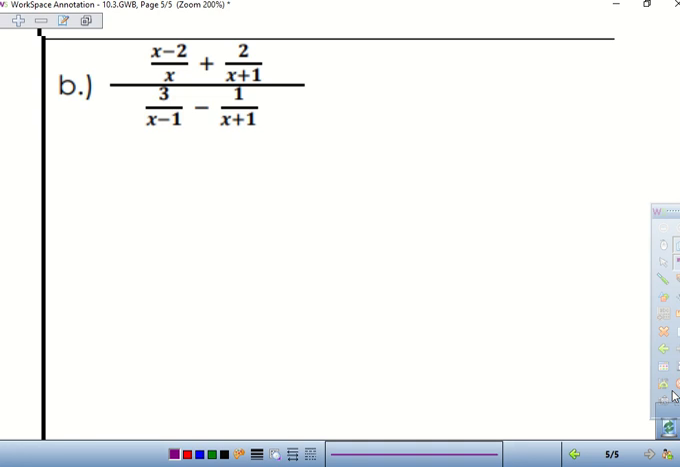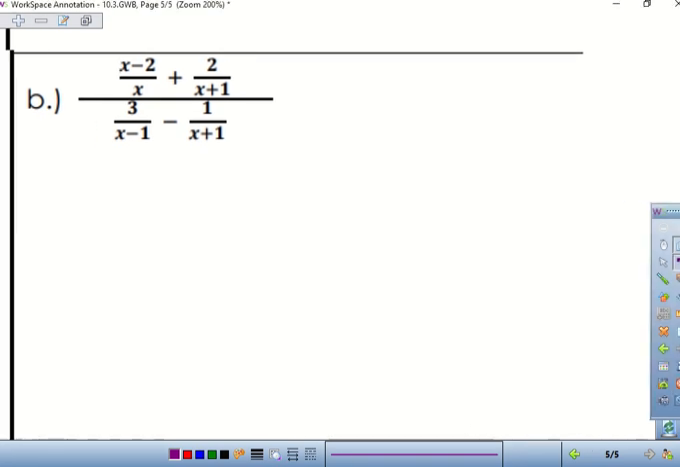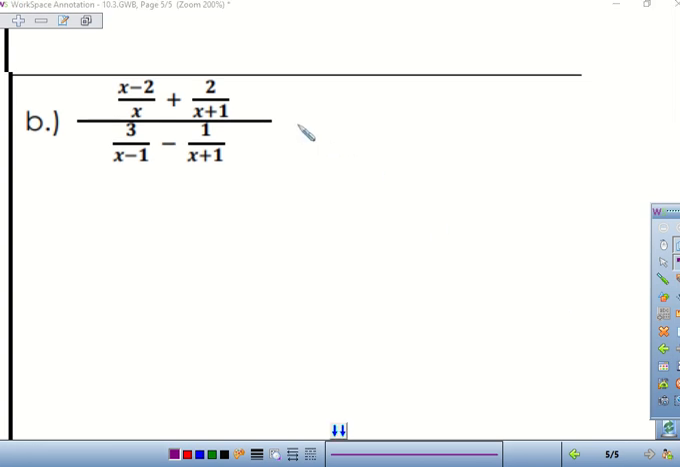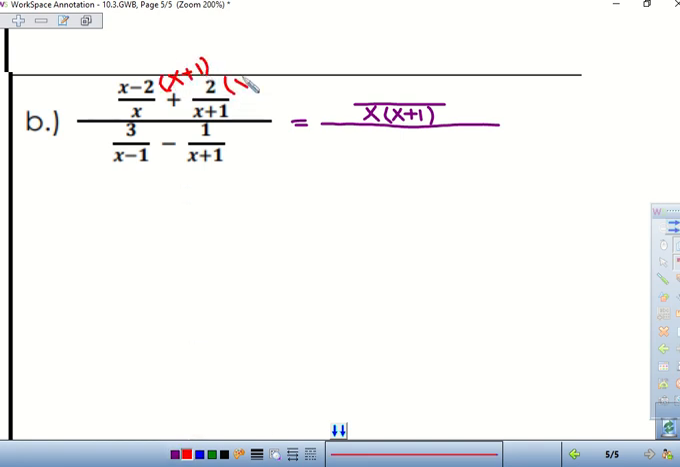Letter B. So letter B is a bit lengthy, but I know we can all do it. It's just going to take a little time. So with letter B, as you can see, the numerator does not have the same denominator. So our denominator is going to be the product of the two original denominators. Okay? That means I'm going to have to multiply the first one by x plus 1 and the second one by x. Okay? So that's going to become x minus 2 times x plus 1 plus 2x. And that's what we have so far.